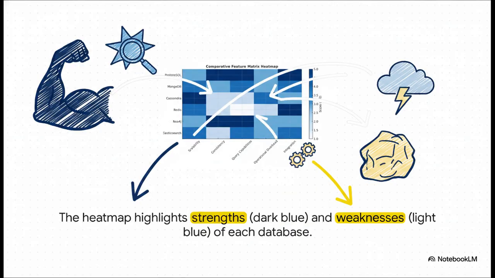This heat map makes it even more obvious, right? The dark blue spots are where a database really shines, and the light blue spots are where it doesn't. You can see at a glance that if you're building a complex app that needs search and transactions and caching, you're probably going to need to pick from a few of these different columns.